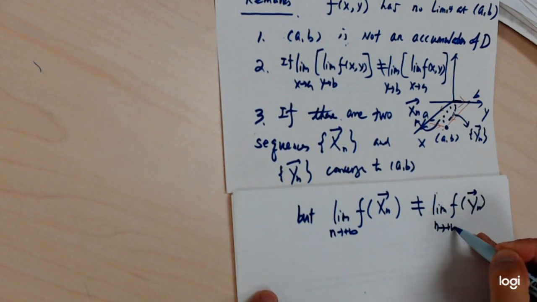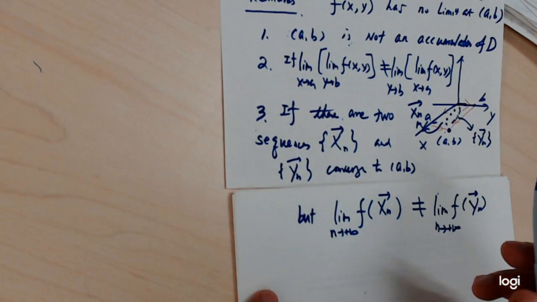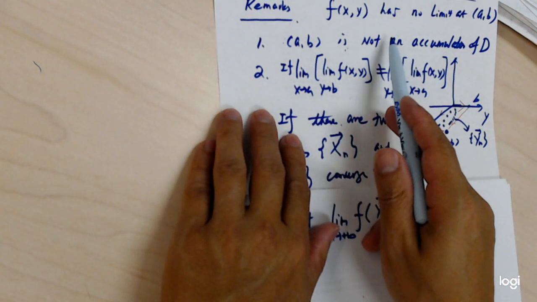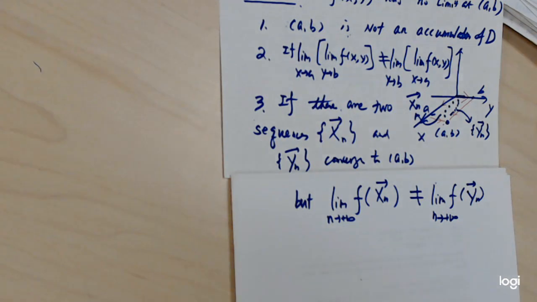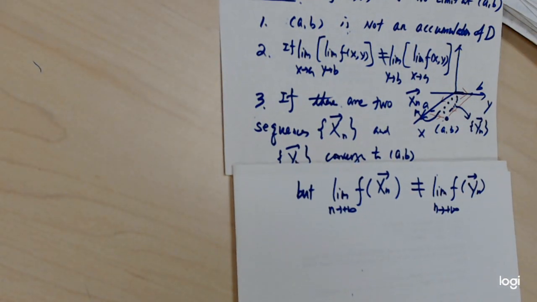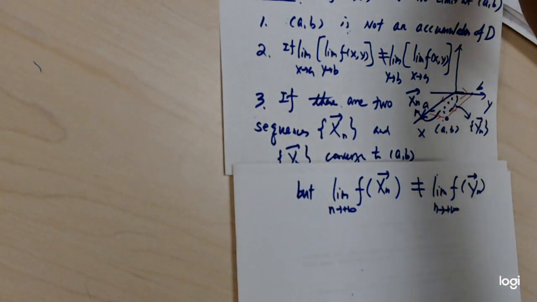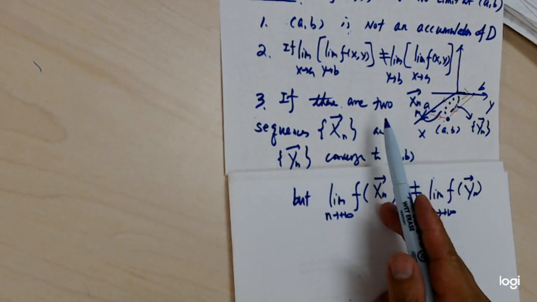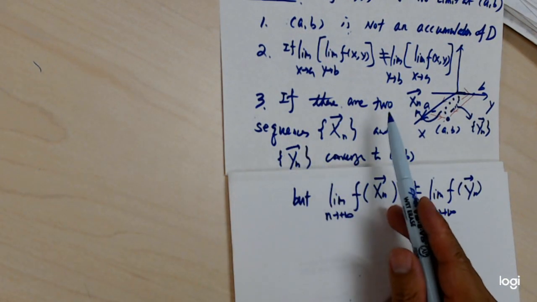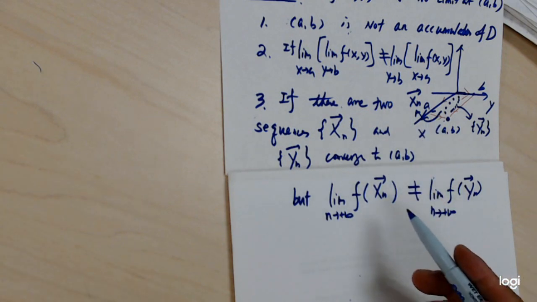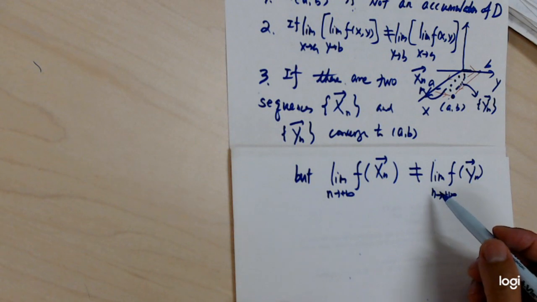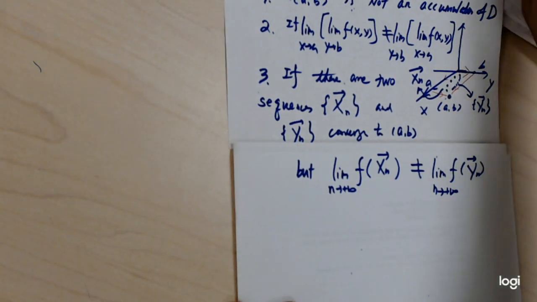If there are two different limits, then we can say f of (x, y) has no limit at (a, b). Okay, so that's another important result. Put simply, if you can find two different sequences or two different paths that go to (a, b), but the function's value does not approach the same number, then that implies this has no limit.